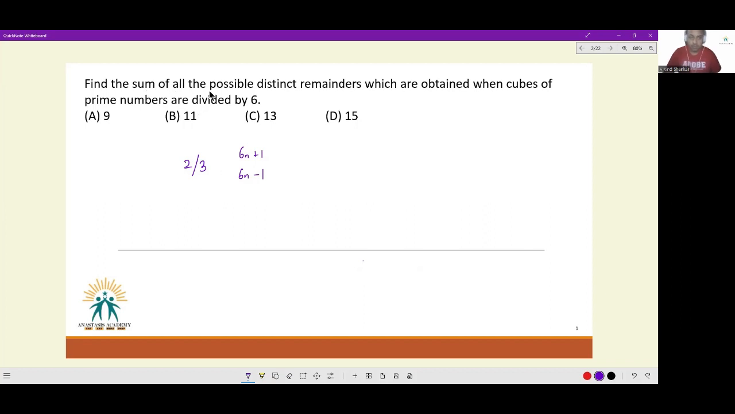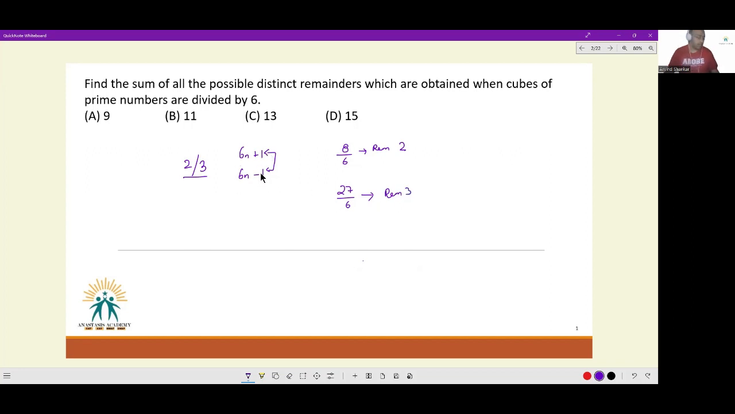So when they're asking me for the sum of all possible distinct remainders which are obtained when cubes of prime numbers are divided by 6, we need to treat 2 and 3 separately. And then for these two, we can perhaps use an algebraic expression. So 2 cubed, 8, upon division by 6 gives me a remainder of 2. Similarly, 27 upon division by 6 gives me a remainder of 3.